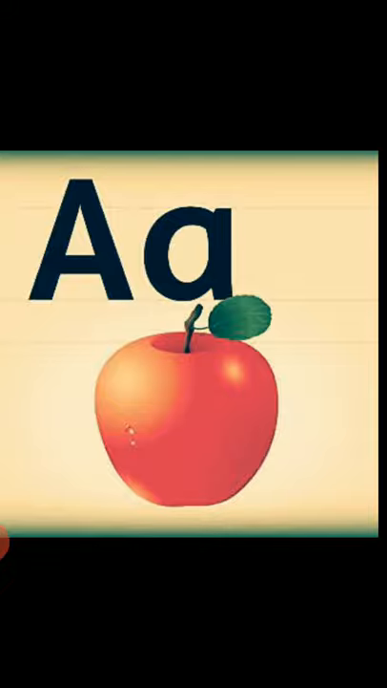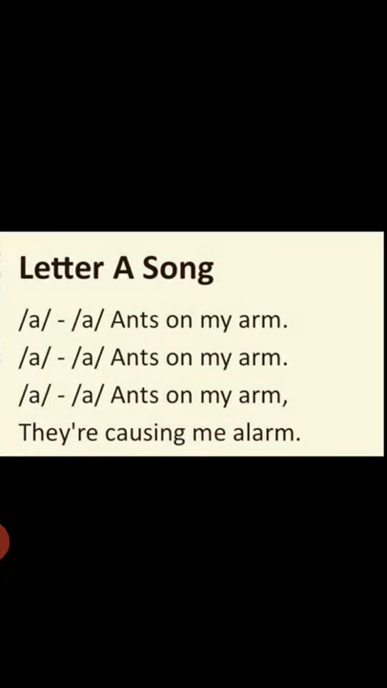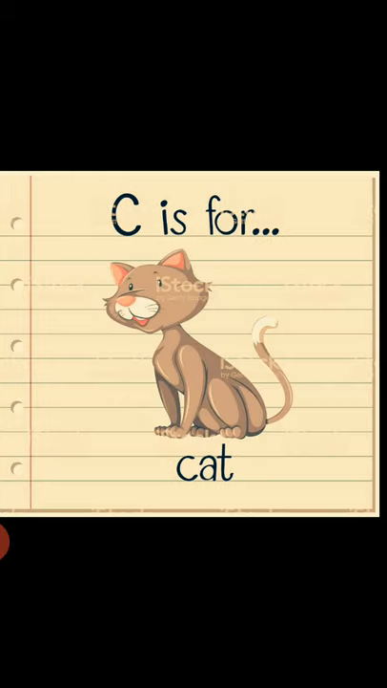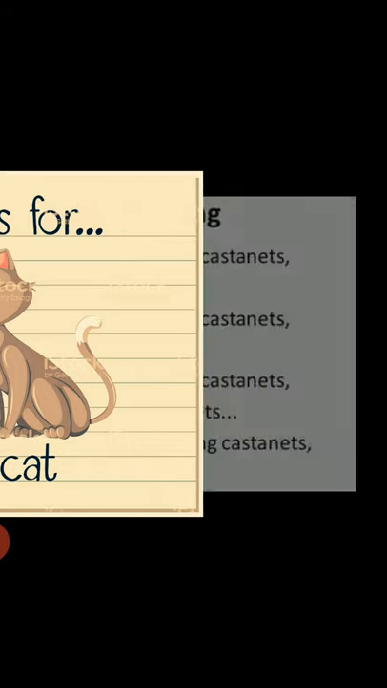A, A is for apple. Ants on my arm. They are causing me alarm. B, B is for bat. B is for ball. Bring your bat and bring your ball. B, B. C is for cat.